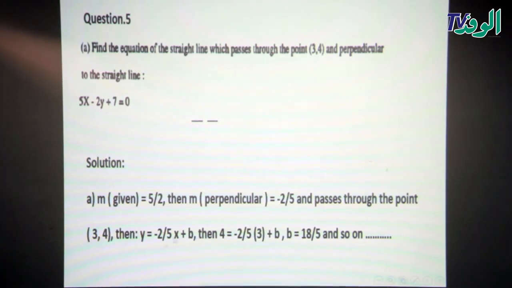Passes through the point 3 4 فهتطلع الايكويشن y equal negative 2 over 5x plus b. Replace x with 3 and y with 4. Solve it for b هنلاقي ان ال b 18 over 5 and so on. يعني you can write the equation to be y equal negative 2 over 5x plus 18 over 5.